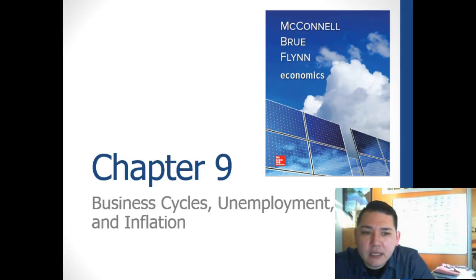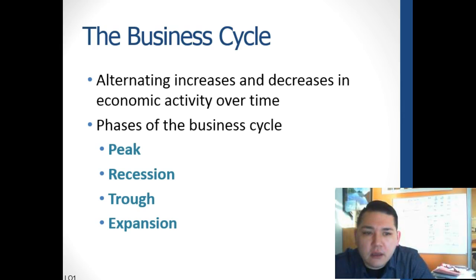Chapter 9. This chapter previews the business cycle, unemployment, and inflation. It is an important chapter as it sets the stage for the analytical presentation in later chapters. So, business cycles. They are alternating increases and decreases in economic activity over time, right?